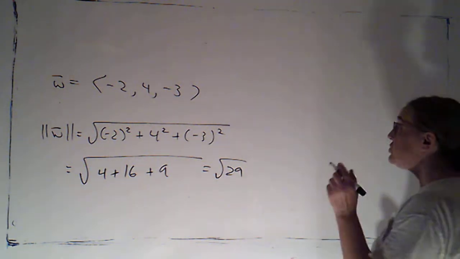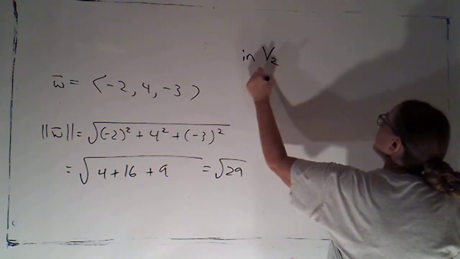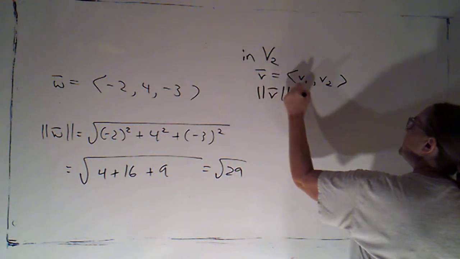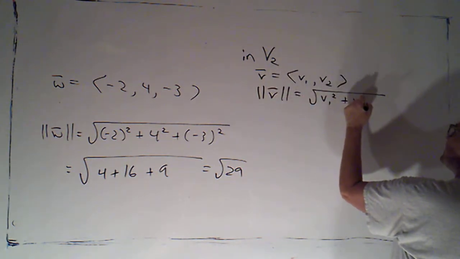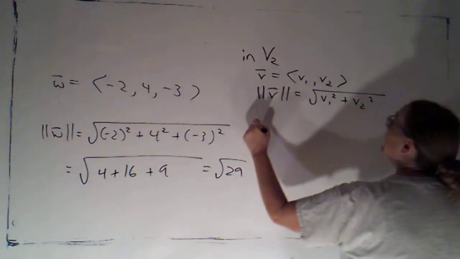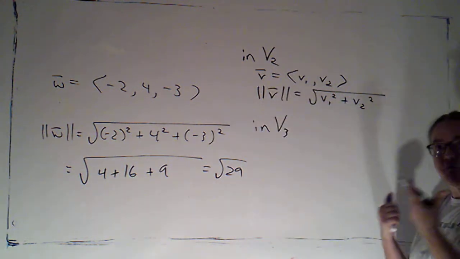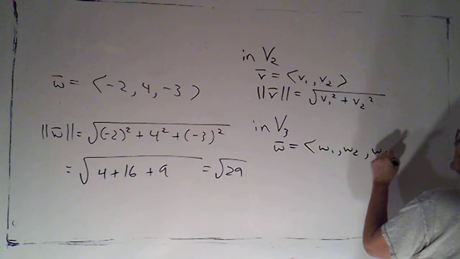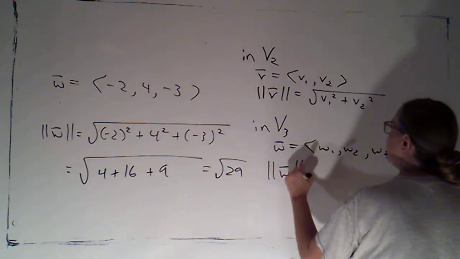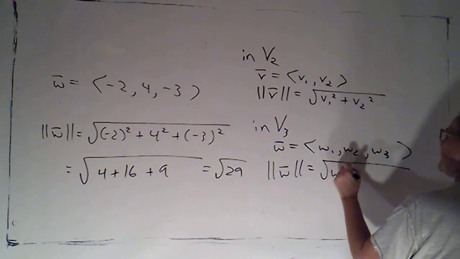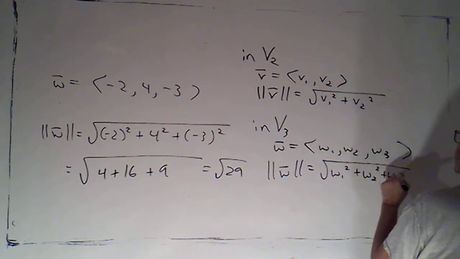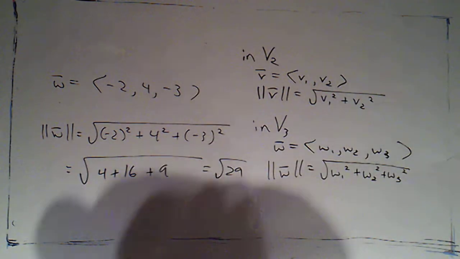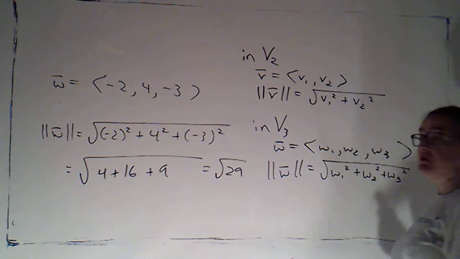Okay. So in general, in V2, if v is v1, v2, the magnitude of v is just the square root of v1 squared plus v2 squared. In V3, the space of vectors in 3 space, if w is w1, w2, w3, the magnitude of w is the square root of w1 squared plus w2 squared plus w3 squared. Okay, so I can calculate the magnitude of a vector.